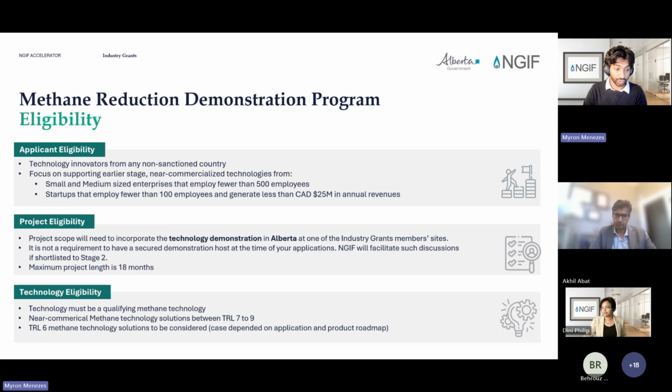In terms of your technology, as long as you have a qualifying methane technology, that is a methane mitigation and reduction tech, or methane quantification and measurement tech, you will be eligible to apply. We're again only going to be looking at TRL 7 to 9 for this program, but we'll also accept TRL 6 if the applicant can allude to an accelerated pathway towards commercialization in their application. For more information on this and anything else, please refer to the intake guidelines document. And if you need more help, do reach out to us through email and we'd be happy to address your queries.